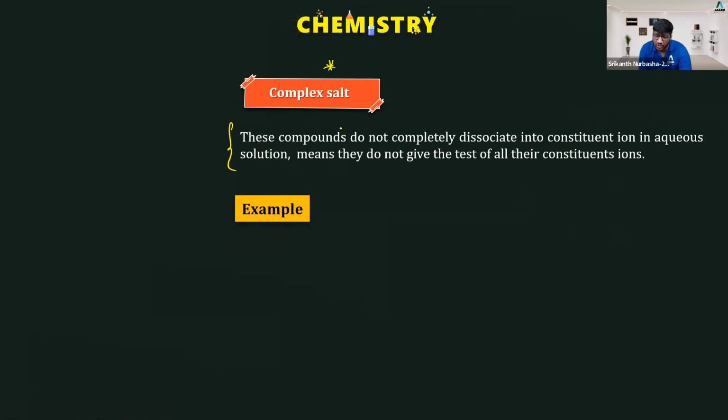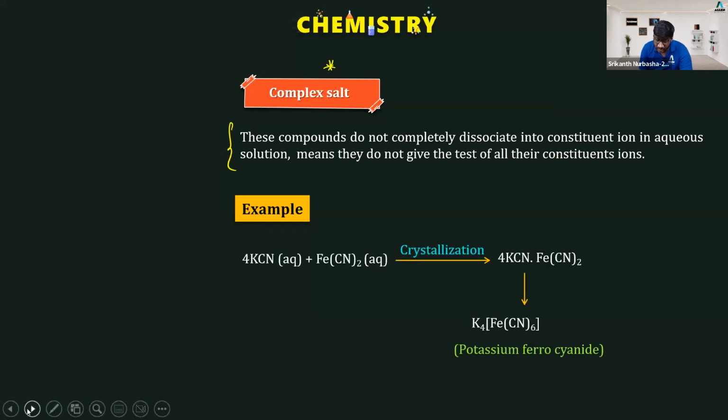Complex salt. These compounds do not completely dissociate into constituent ions in aqueous solution. Means they do not give the test of all their constituent ions. Example, let us take. I have told you in the d-block also, if you remember, when we add KCN with Fe(CN)2, which is obtained from FeCl2, we are generating K4[Fe(CN)6]. If you remember, we also discussed the hybridization of this metal ion in the complex. What is the hybridization? We checked two possibilities: the inner 3d orbitals can be involved in the hybridization, or the outermost 4d orbitals can also be involved in the hybridization.